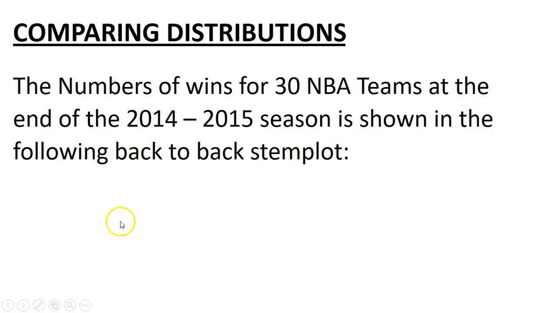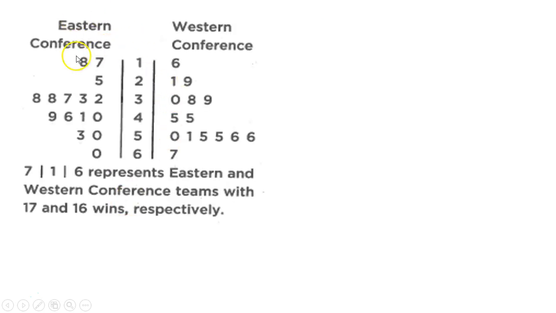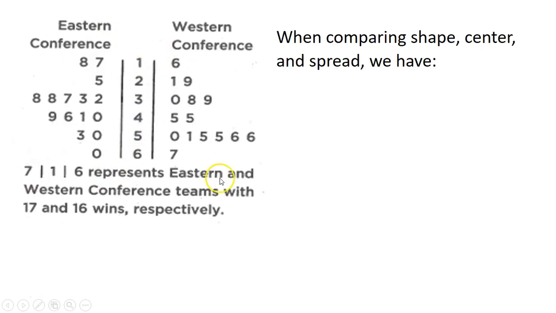So, comparing distributions: the numbers of wins, for example, for 30 NBA teams at the end of the 2014-2015 season is shown in the following back-to-back stem plots. So here's the Eastern Conference, what they won. This team won 18 and 17, 25, 32, 33. Over here, 45, 45, 50, 51, so you can see how it works. It's just a combo on each side.